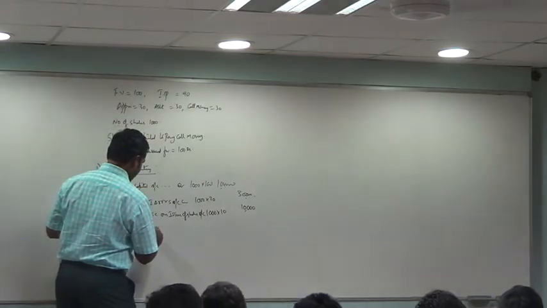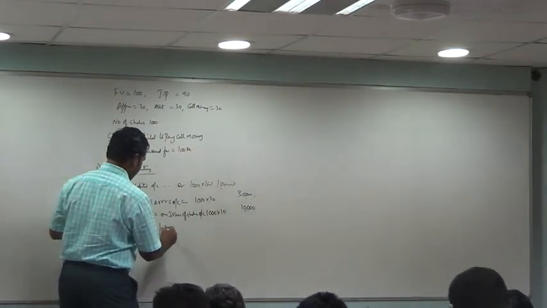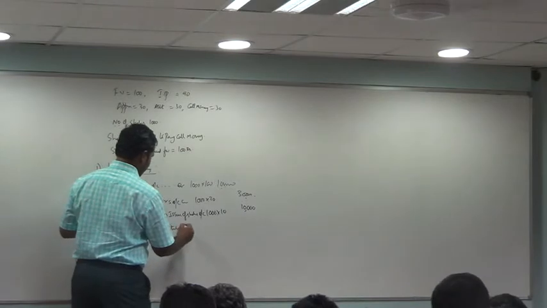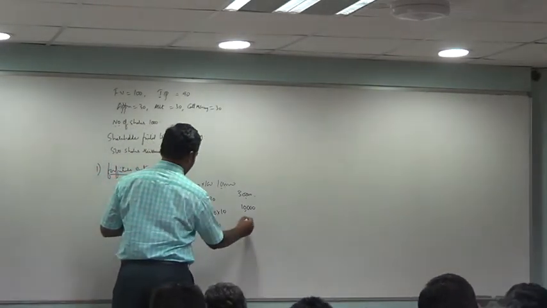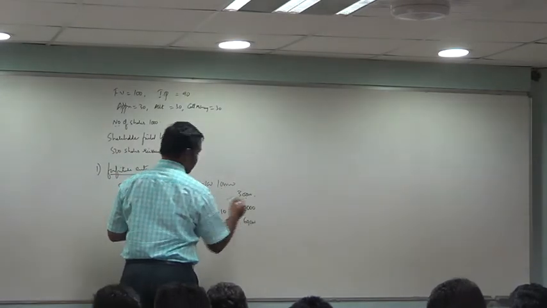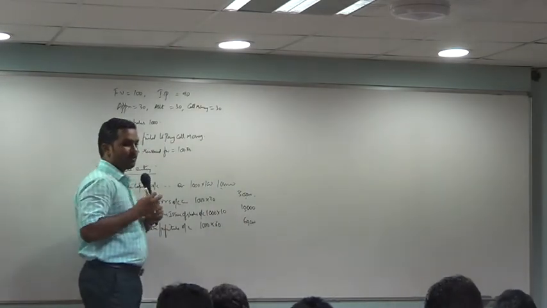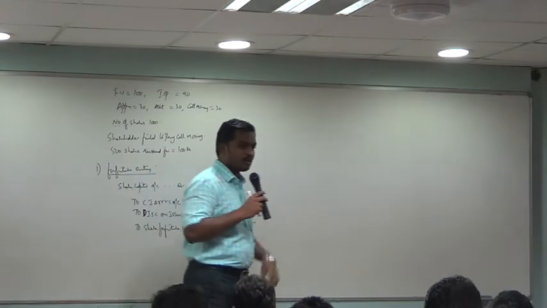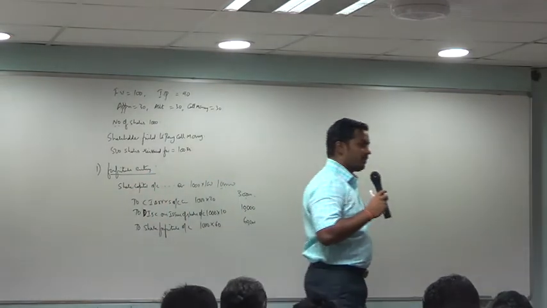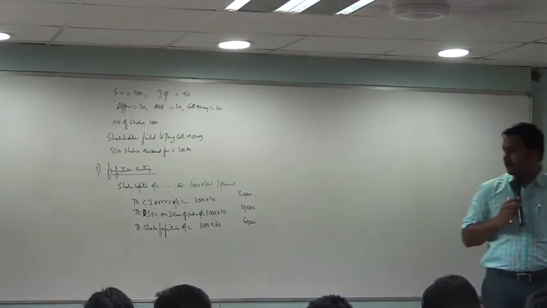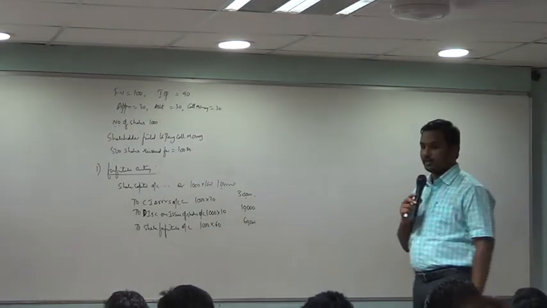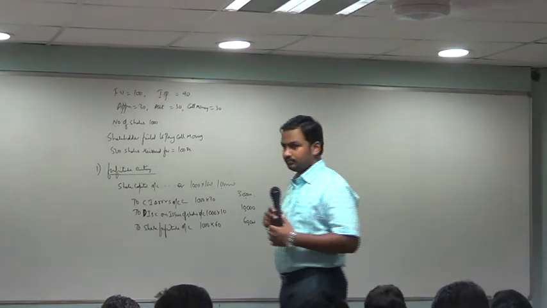Next, to share forfeiture account, 1000 into 60, 60,000. We have collected application money and allotment money, 30 rupees and 30 rupees. We have collected 60 rupees per share. It is collected towards face value. Hence, share forfeiture account should be credited with 60,000.